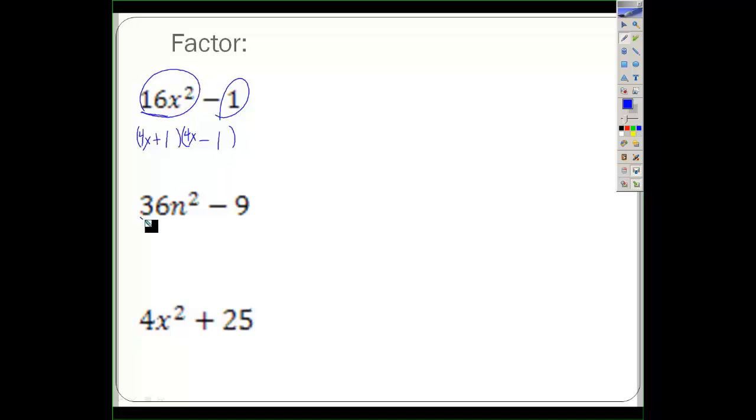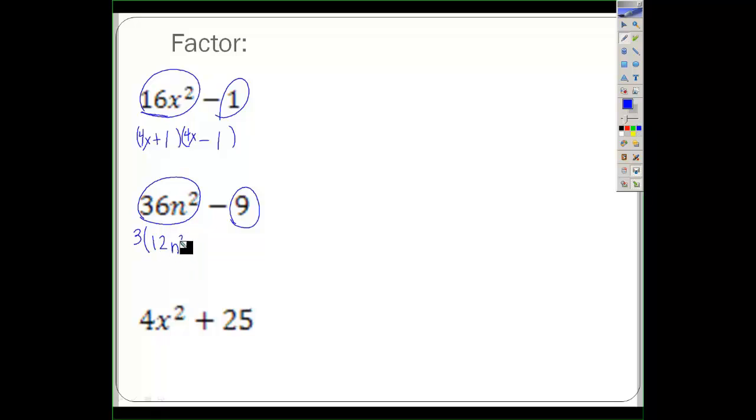So secondly, let's look here. Once again, we have a perfect square, 36 n squared, and a perfect square, 9. We're in luck. We can do this 2 different ways. The first thing we should always look to do is factor out anything they have in common. So let's pull a 3 out here.